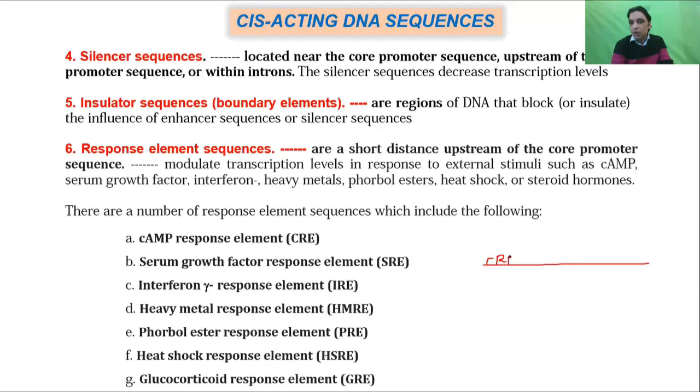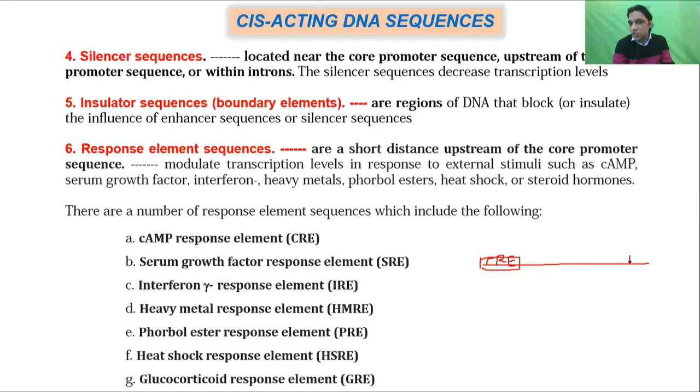RE will always be response element. The first is the name. So CRE, cyclic AMP response element. Remember, actually it's just a sequence of DNA, but that sequence of DNA can activate when cyclic AMP is there.